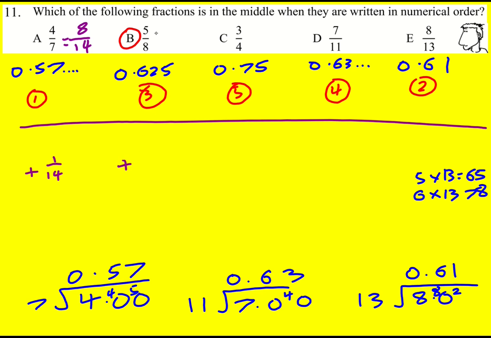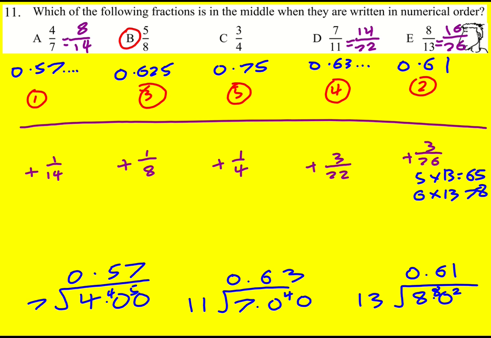For B, it'd be 4 over 8 that's a half, so it's 1 over 8 greater than a half. And here this is 1/4 greater than a half. For 7 over 11, I'll write it as 14 over 22. Now a half would be 11 over 22, so this is 3/22 over a half. And then here I've got 16 over 26, so this is 3/26 greater than a half.